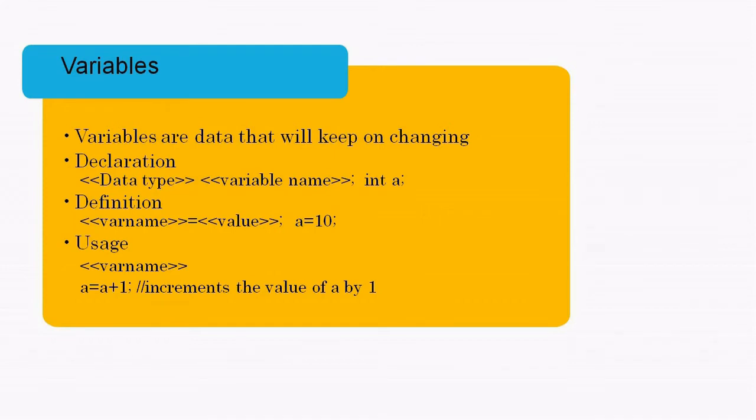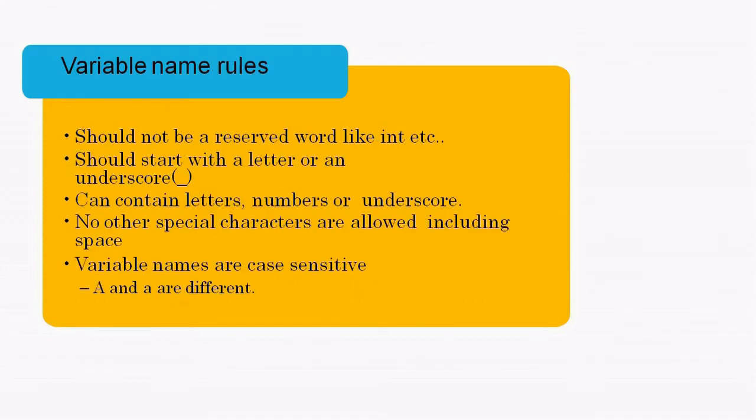How to write variable names? It should not be a reserved word like int, which is already reserved in the C compiler. It should start with a letter or an underscore.